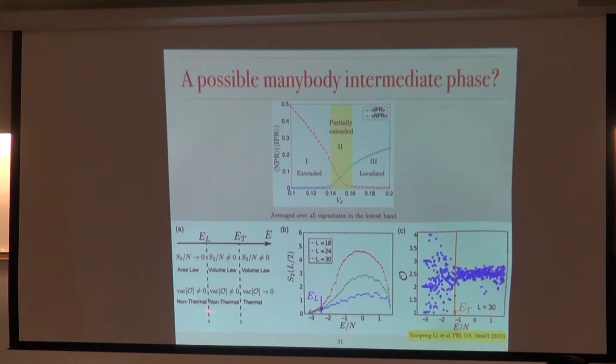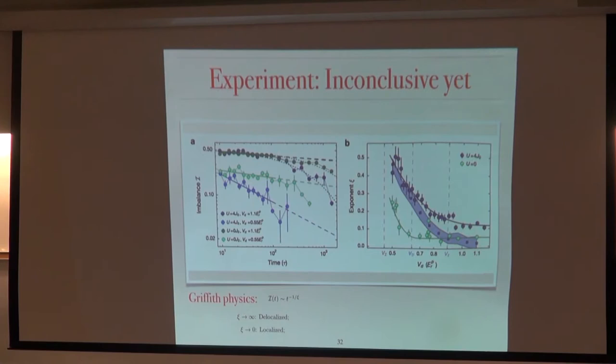Exact diagonalization calculation in a small system revealed that these two transitions don't happen at the same energy. This is a hint that a many-body mobility edge or many-body intermediate phase could exist. Experimentally, they can measure the decay of the even-odd imbalance, fit it to a power law, and characterize the power law exponent. Basically, two questions here. First, does MBL survive in this system with SPME? Second, do we have a many-body mobility edge?